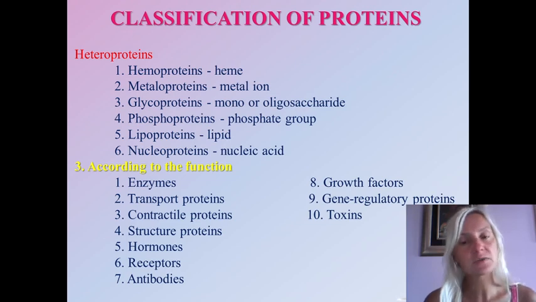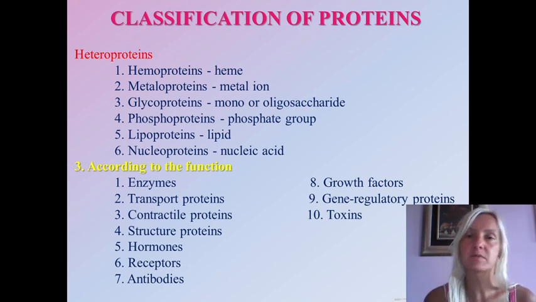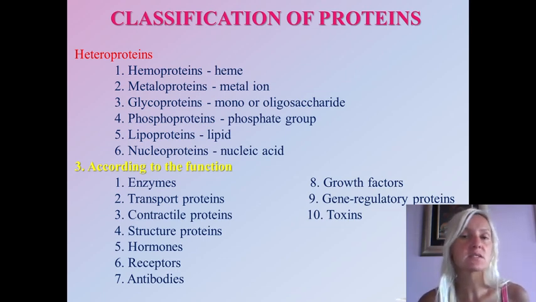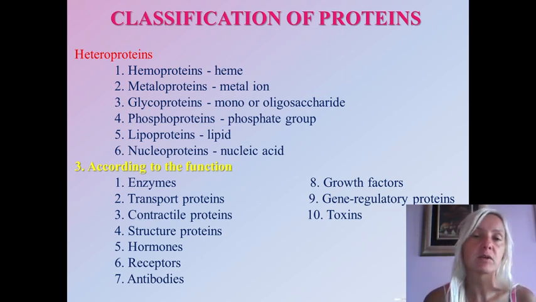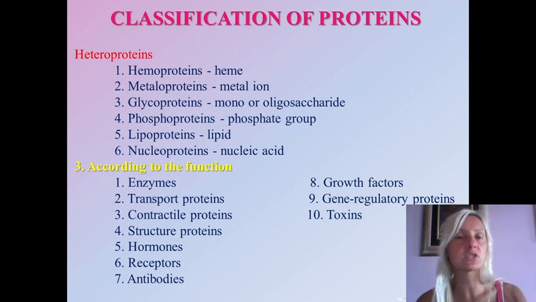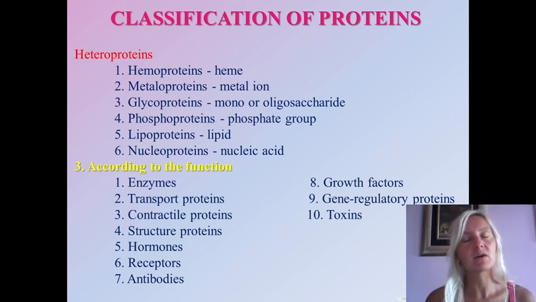Then growth factors and gene regulatory proteins with very specific functions, and toxins as the last group, because a lot of toxins, which can be either endogenously synthesized in our body during metabolic pathways, or exogenously taken as xenobiotics from the environment, tend to be of protein or peptide structure. Some of them, not all of them, but some of them. For example, bee poison, snake poison, mushroom poison, and some of the others are actually of a peptide origin.